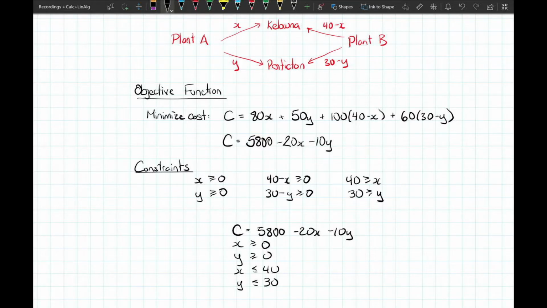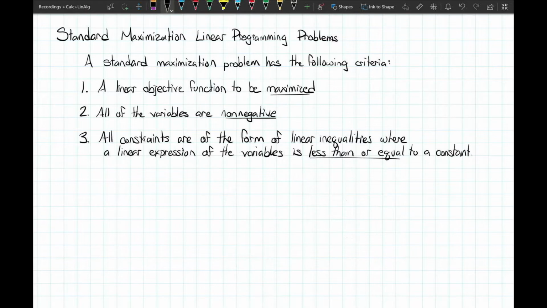Now let's take a linear programming problem and see how we might be able to turn this into more of a linear matrix type of problem. We'll specifically look at standard maximization problems. Now, a standard maximization problem is a little bit more specific. It's a linear programming problem where the objective function is to be a maximized value. All of the variables involved are assumed to be non-negative, and also importantly, all of the constraints are linear inequalities, where we have some sort of linear expression of the variables where that quantity is less than or equal to some constant.